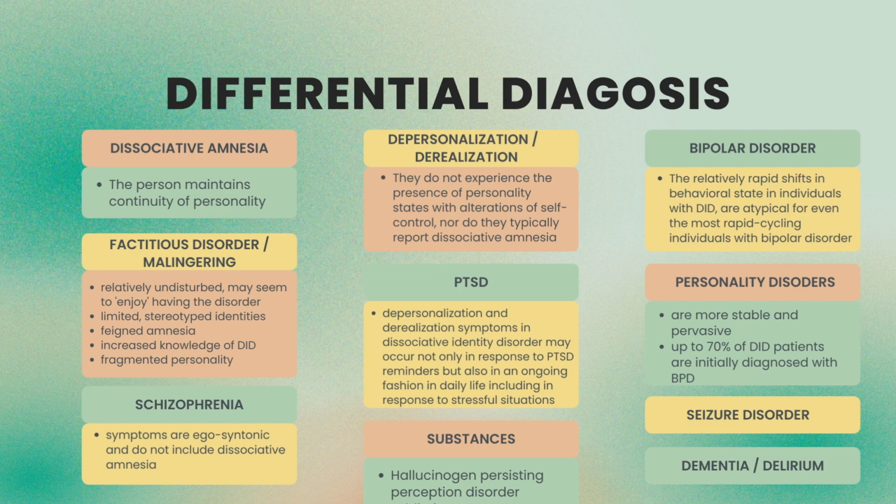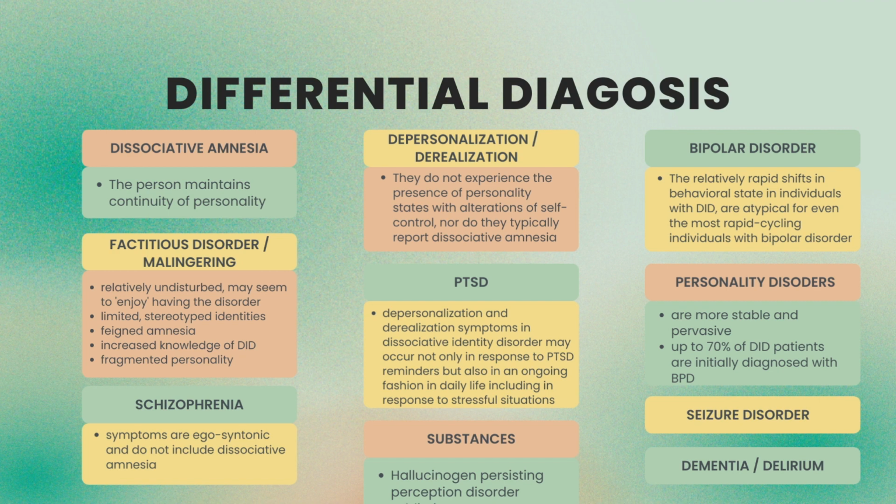For differential diagnoses, you want to differentially diagnose DID from dissociative amnesia. In dissociative amnesia, the person maintains a continuity of personality. And that's going to be the predominant feature in the differences of dissociative identity disorder from pretty much everything else. In depersonalization and derealization, the person does not experience the presence of different personality states, nor do they typically report dissociative amnesia. So if you've got depersonalization and dissociative amnesia, but only one personality, then you may have somebody who has both of those, or PTSD. I would probably look into that too, but they're not going to have DID unless they have at least two distinct personalities.